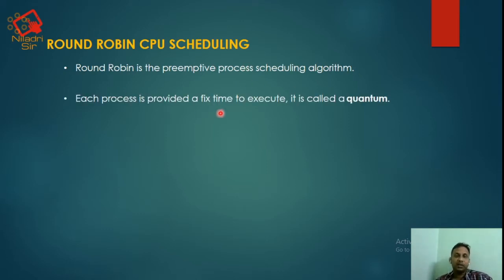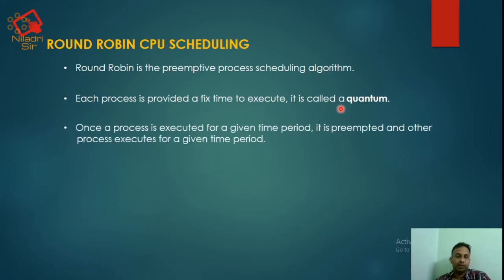Each process is provided a fixed time to execute. It is called quantum. That means each process will be given a time, and any process will be executed for a maximum of that time at a stretch. Once a process is executed for a given time period, it is preempted and another process executes for a given time period.